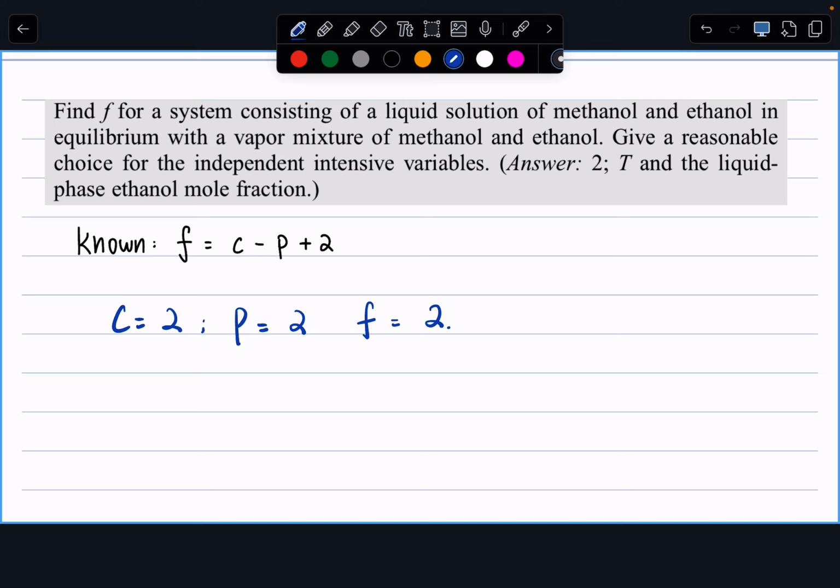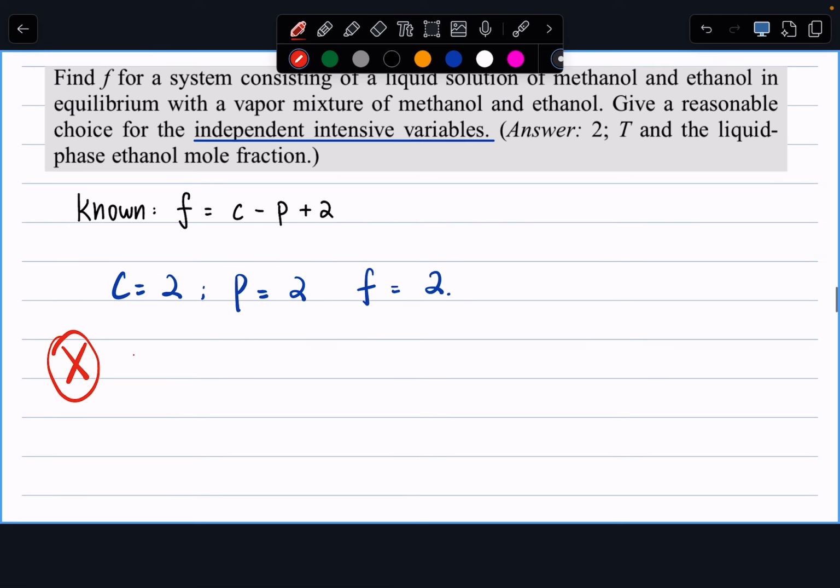The question asks us to find independent intensive variables. You can pick whatever you like, as long as they're not internally connected to each other. We went over 2 cases that are internally connected. I'm just going to give you wrong examples: if you provide the mole fraction of methanol vapor and the mole fraction of ethanol vapor, that's not good because they're internally connected to each other. Or if you give the chemical potential of methanol vapor and the chemical potential of methanol liquid, that's also not good, because they're internally connected to each other.